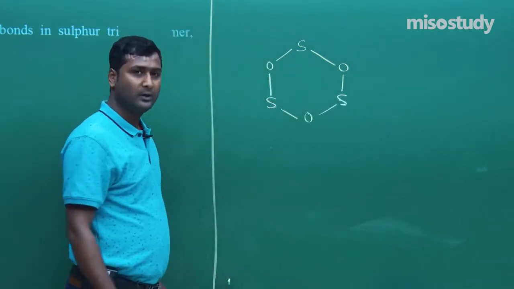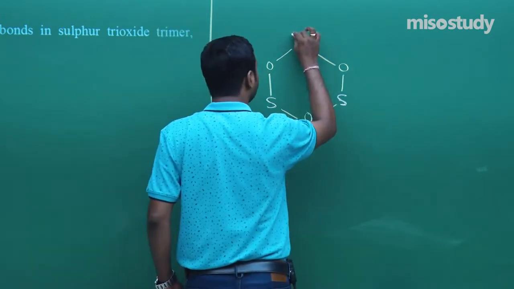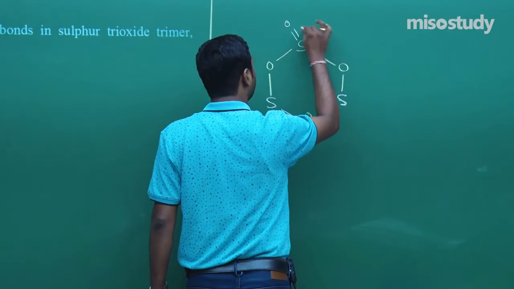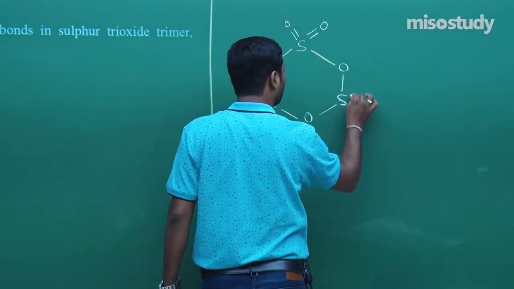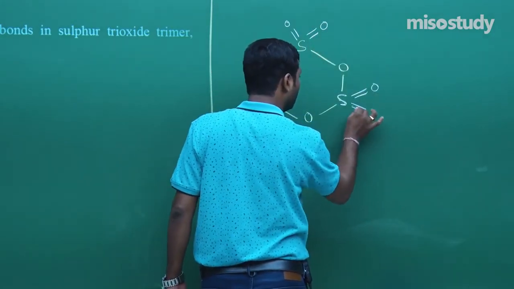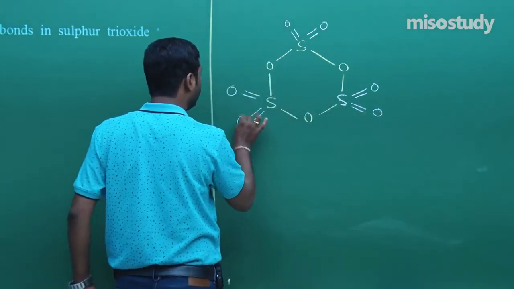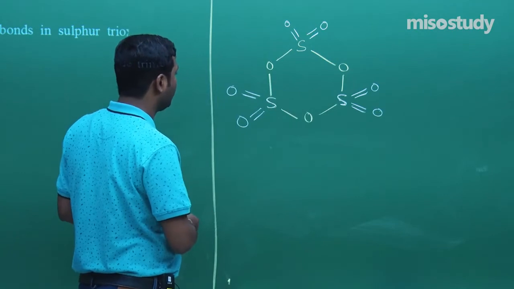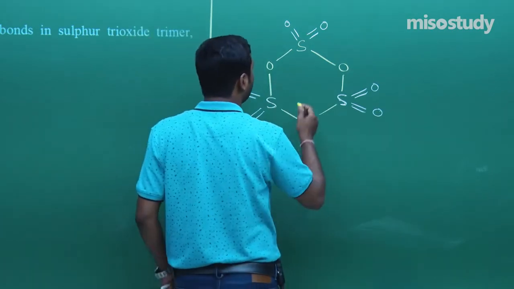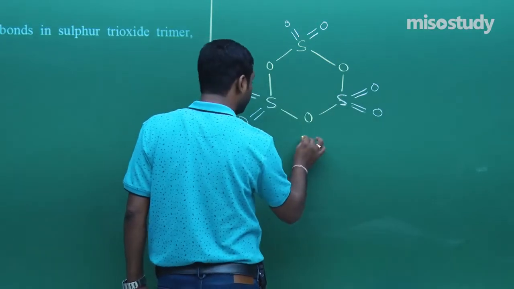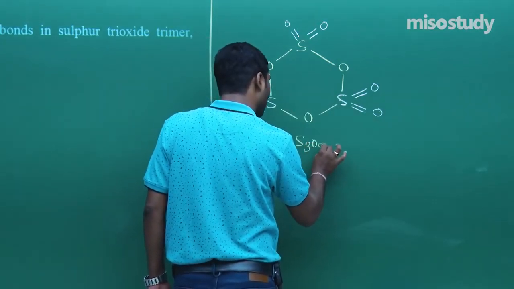Now, as we know, we have lone pairs. O9: 1, 2, 3 O, O, O, O here, that is O and O here. This is the actual structure, clear to you? Count 2, 2, 4, 2, 6 and 3, 9 sulfur. That is the structure of S3O9.